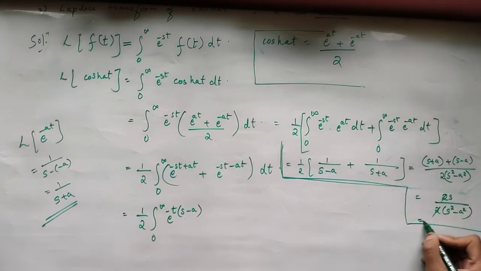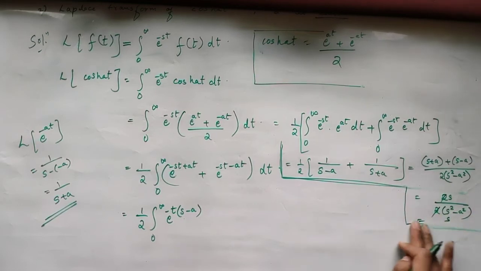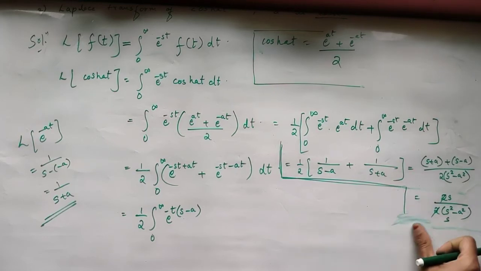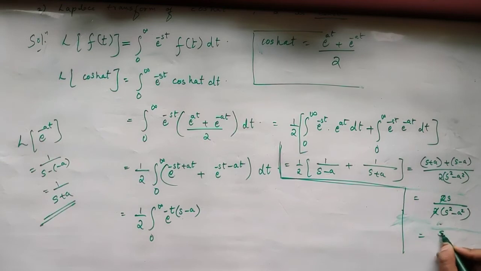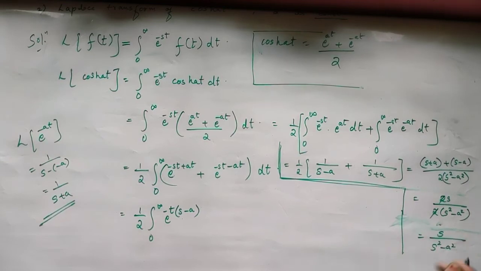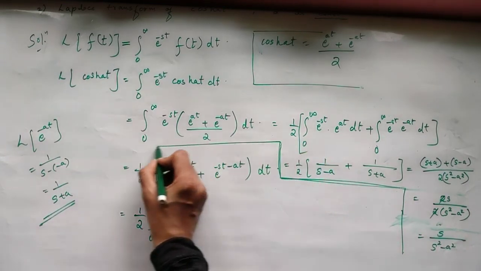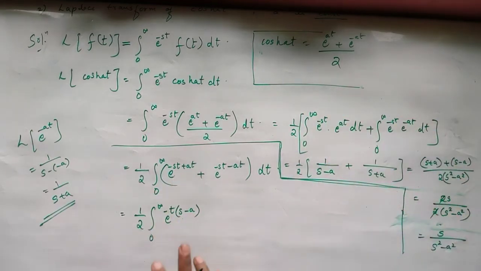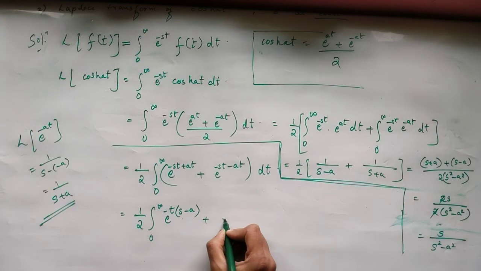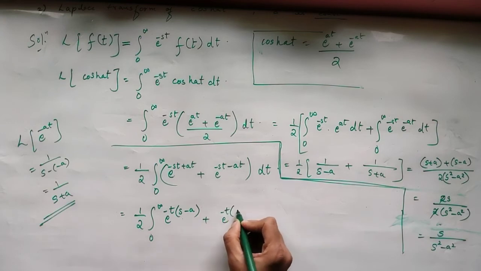Now 2 gets cancelled, so you get s divided by s squared minus a squared. So this becomes the Laplace transform. This is another way to solve it. But if you don't want this, you can do it this way also. I am showing you both. Whichever is easy for you, you can easily opt for it.